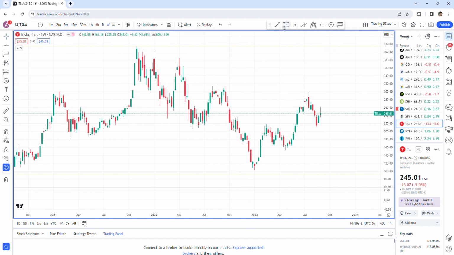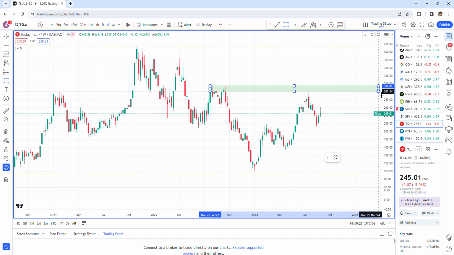And this is an area that has been touched and tested several times and failed, broke out, failed again. And that's this zone. So I'm going to call this a supply zone. Now, the area I'm looking at particularly starts here and goes to here.